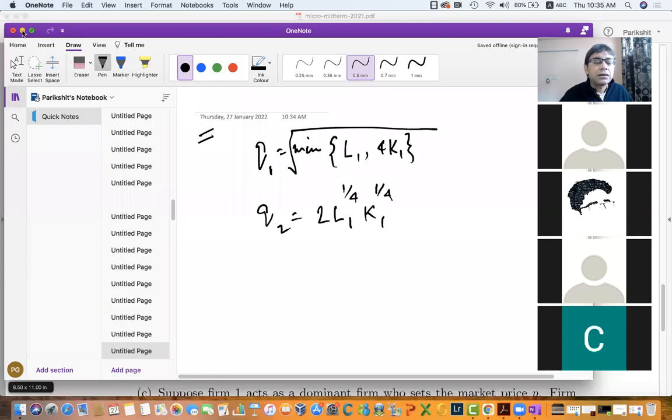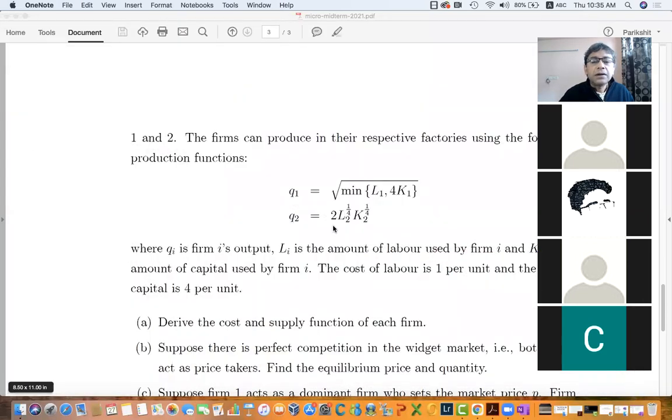So it should be L2 and K2. Yeah. Capital is 4 per unit, labor is 1 per unit.